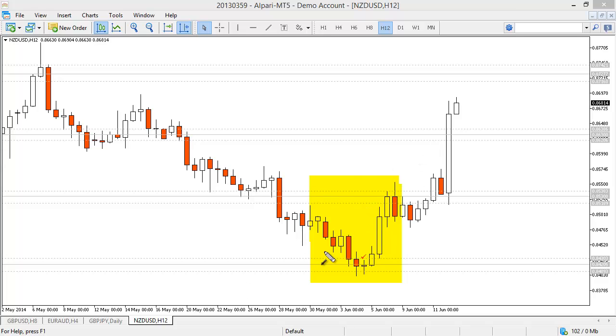Okay, so strong preceding trend. Sellers were in complete control of price. Price hit the 84.20. Now the 84.20 is the support area on New Zealand USD. So this is a pretty strong support area.